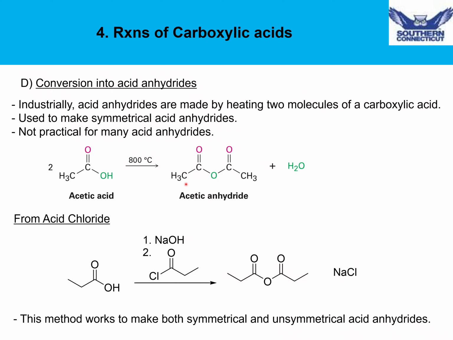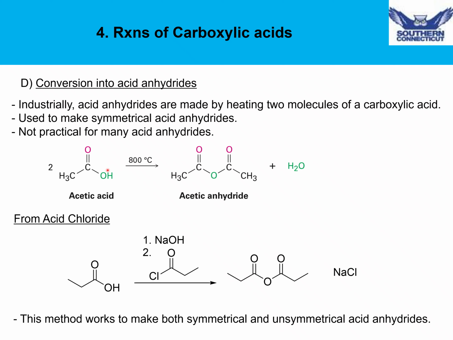Anhydrides traditionally are made by heating two molecules of a carboxylic acid to make a symmetrical anhydride. Now this reaction has been used for many years to make acid anhydrides industrially. This reaction for the most part is not practical for most acid anhydrides, so there are better ways to make them, at least on a smaller scale in a lab.